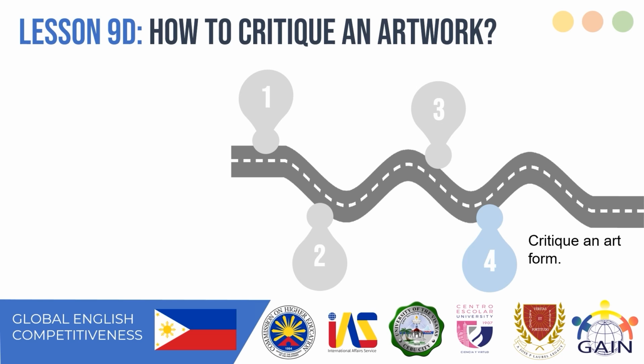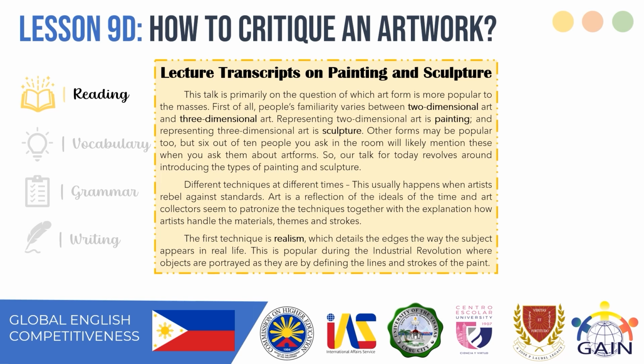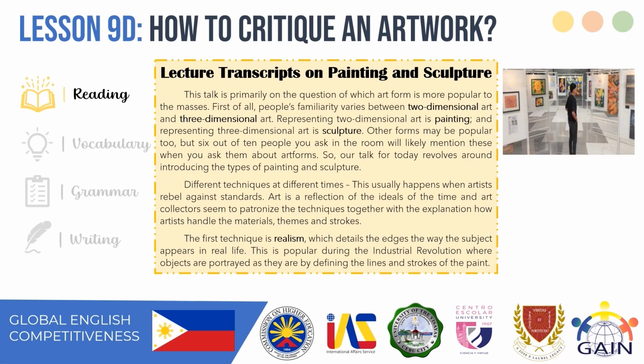Without further ado, let's move over to our last lesson, Unit 9D, how to critique an artwork. Here are the sub-lessons that will help us achieve our objective: reading, vocabulary, grammar, and writing. Paintings and sculptures are typical arts known by the masses. They come in different forms depending on the materials and the methods used. Let's read the lecture transcript on the two popularly known arts among the common populace.